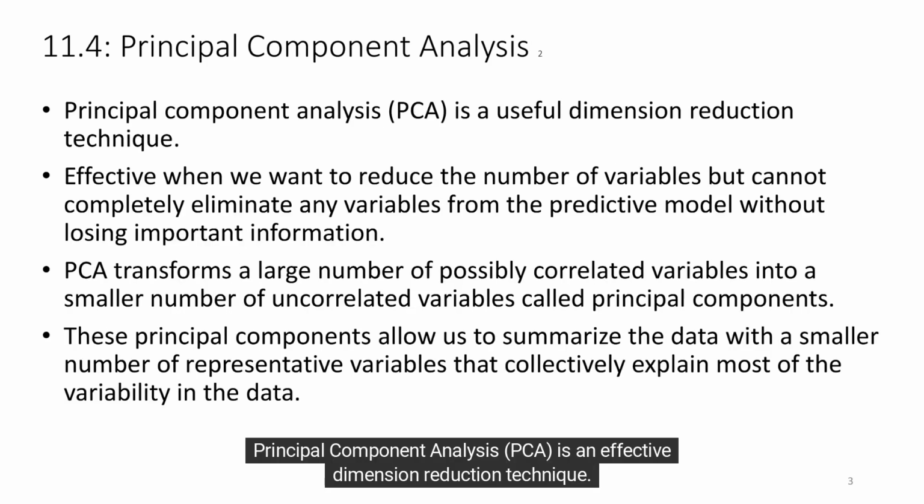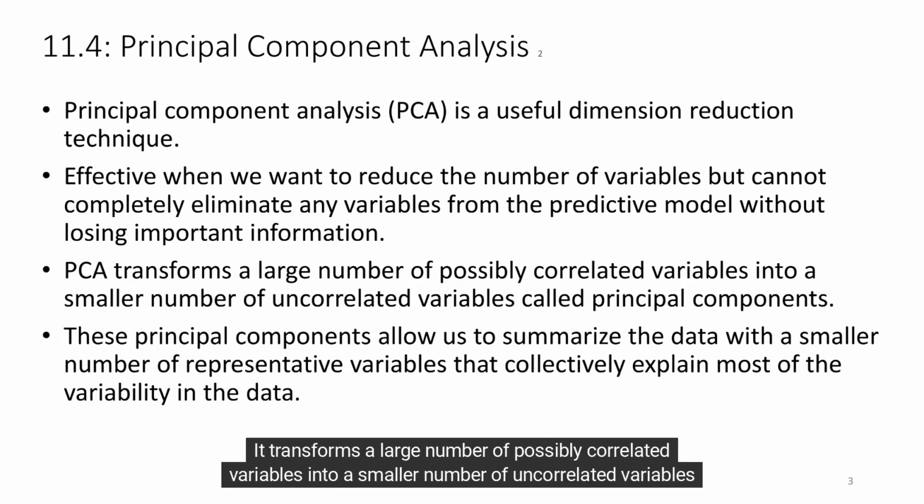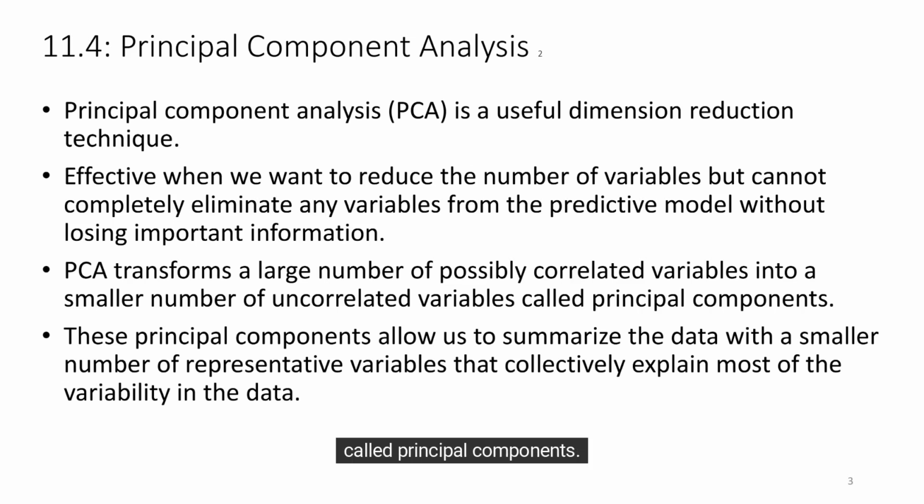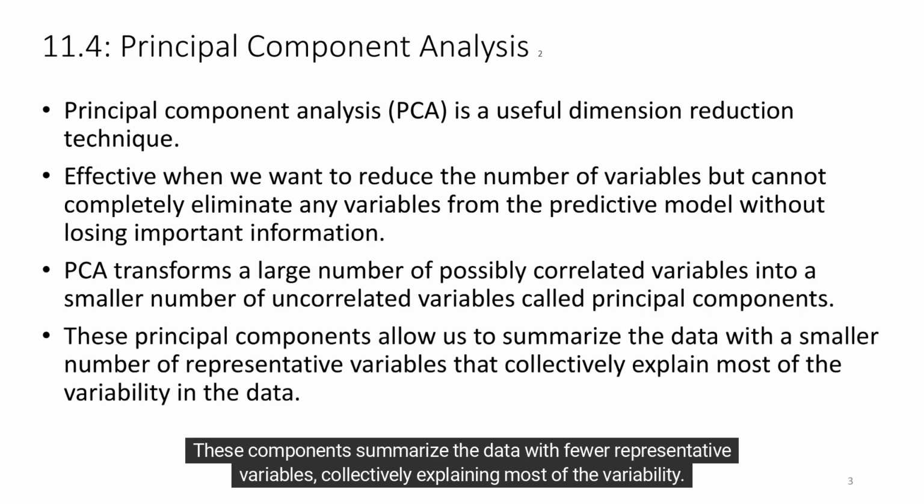Principal Component Analysis, PCA, is an effective dimension reduction technique. It transforms a large number of possibly correlated variables into a smaller number of uncorrelated variables called principal components. These components summarize the data with fewer representative variables, collectively explaining most of the variability.